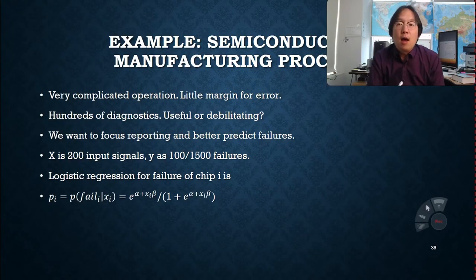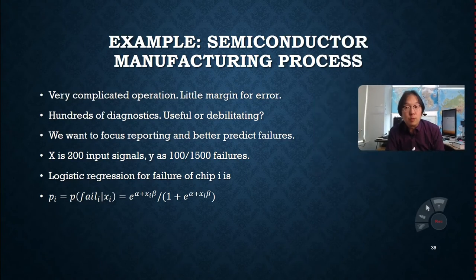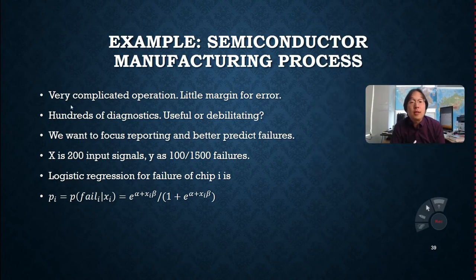Long introduction of the data set, but it's worth doing. Very complicated operation, and little margin for error. The textbook author just gives this wonderful data, and then hundreds of diagnostics. Is it useful or debilitating is an issue. And then we want to focus reporting and better predict failures. So what is a procedure that is more likely to give a defect?